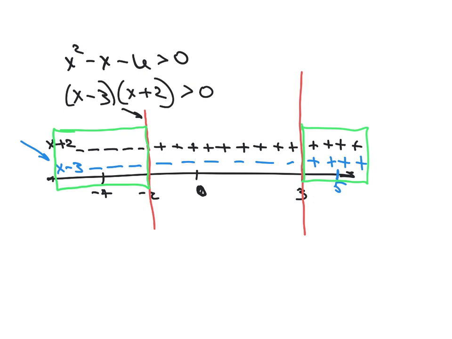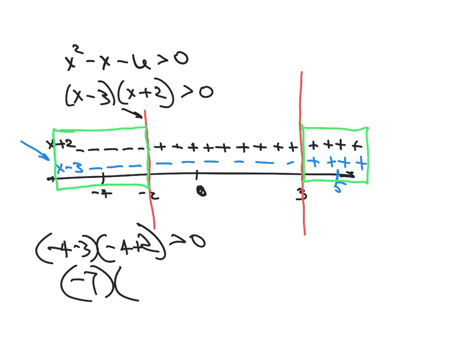So let's try one. Let's try negative 4. So negative 4 minus 3 times negative 4 plus 2. And I'm saying that's greater than 0. Negative 4 minus 3 is minus 7. Negative 4 plus 2 is negative 2. 7 times 2 is 14. Two negatives give you a positive. Is 14 bigger than 0? Yes, it is. So that works.